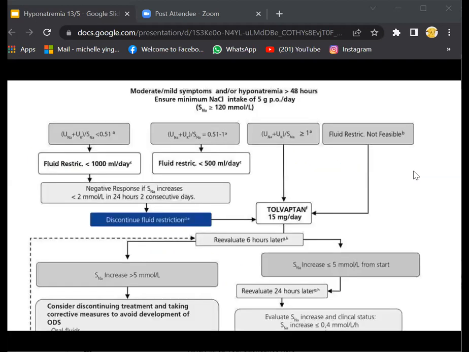This is a brief diagram that shows the approach for SIADH patients with mild or moderate symptoms. Based on the VERSE formula, we restrict the fluid, and depending on the response, we decide whether fluid restriction should be continued or not. If the VERSE ratio is more than 1, or fluid restriction is not feasible, then we start tolvaptan. So this is a brief algorithm on how to titrate the tolvaptan.